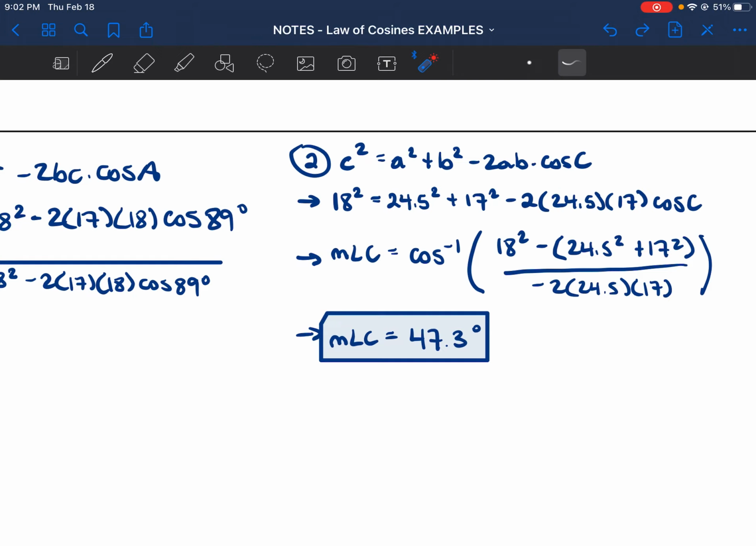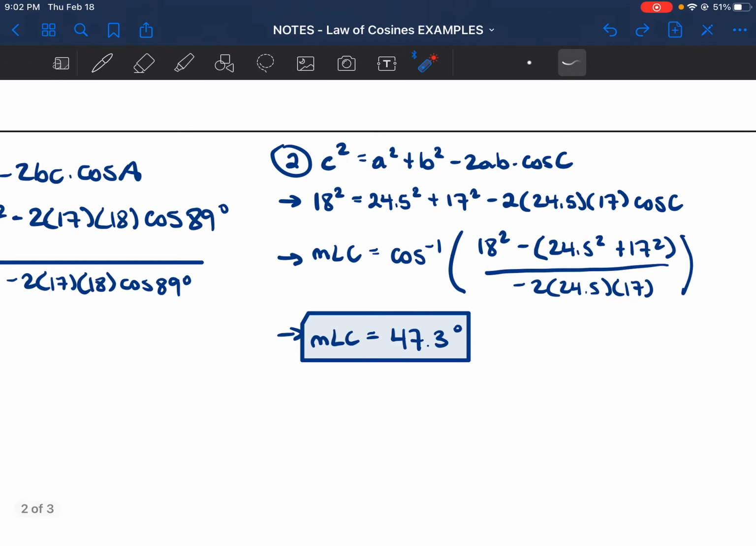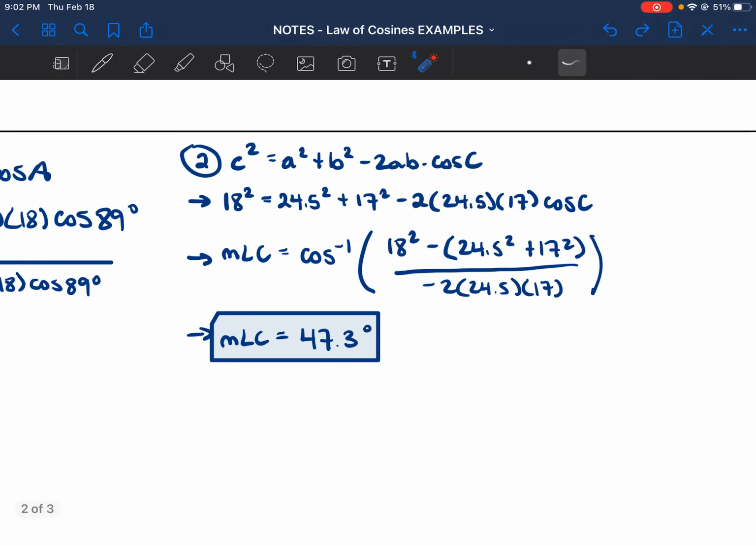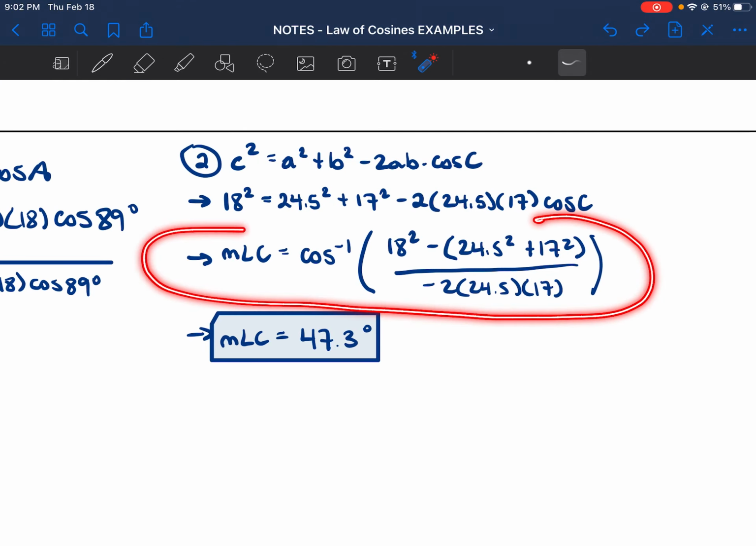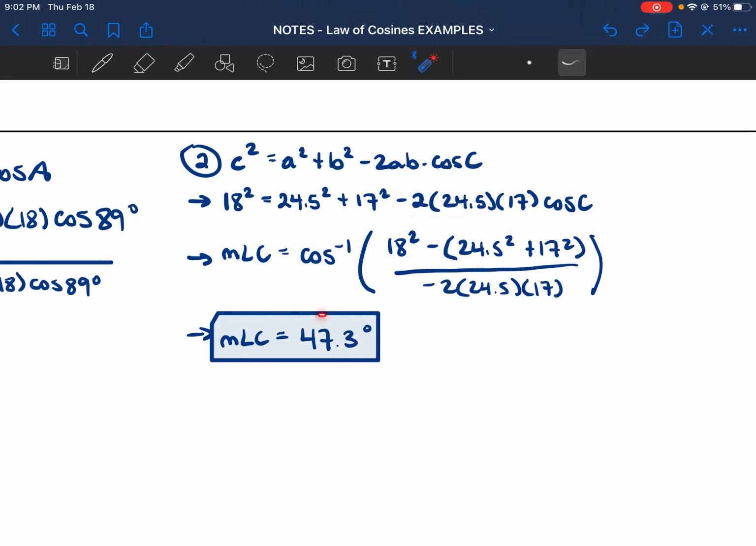And in calculating that, I get the measure of angle C as about 47.3 degrees. Again, one thing that I would recommend is that you pause the video at this point, go ahead and plug this into a calculator and make sure that you're getting the same angle that I'm getting here.